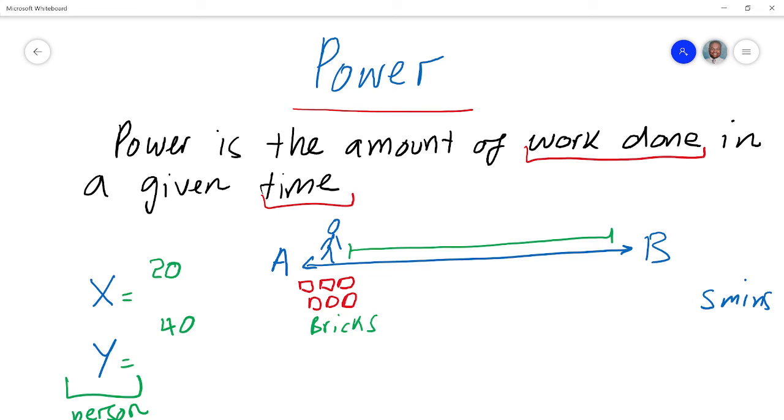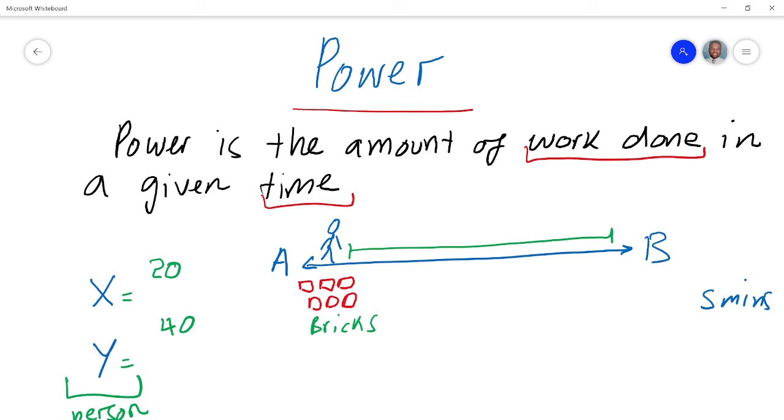So we know between the two people who would be the winner. Logically, person Y would be the winner. Why? Because he has carried a total of 40 bricks from point A to point B within 5 minutes. So technically, in simple or layman terms, Y is more powerful than X in terms of strength, because he's able to have as much energy to carry those 40 bricks from point A to point B in 5 minutes, whereas person X within that same time interval was only able to carry half of Y, which is 20.